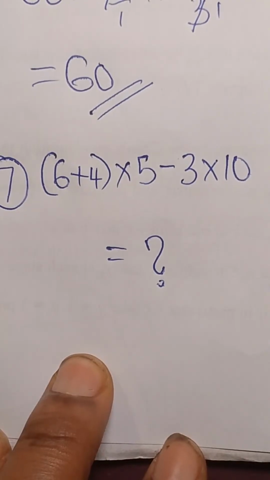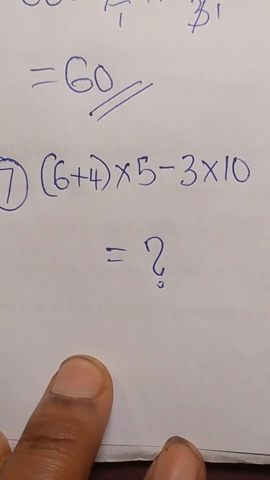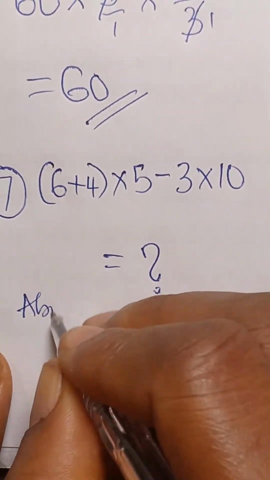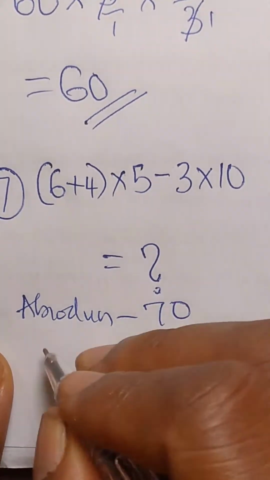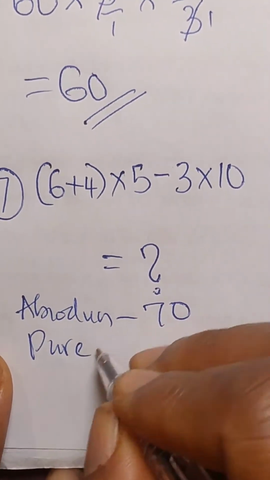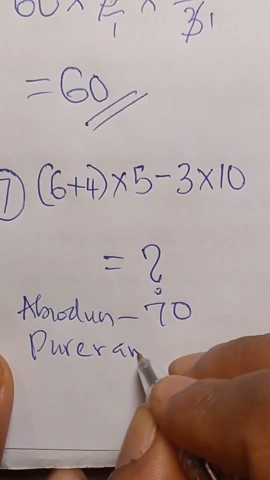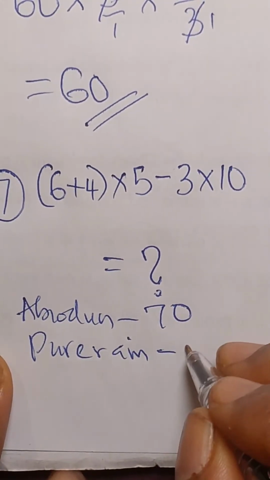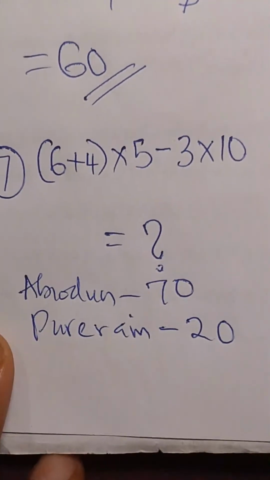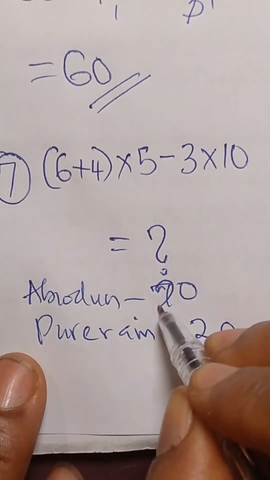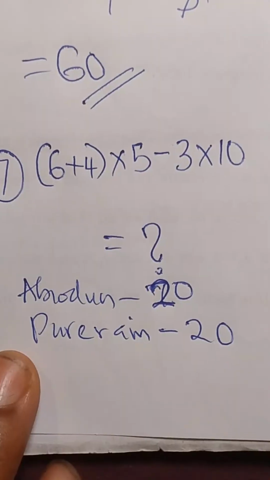Abiodun said 70. Okay. Abiodun, 70. Pure Rain. Thank you, Abiodun and Pure Rain, for answering. Please, others, can you please help us answer? Please keep answering. It's for everybody. Okay, 20. All right. So Abiodun says 20.